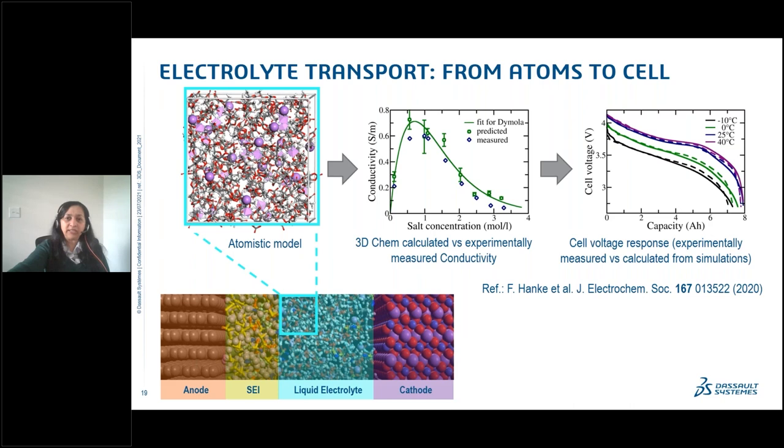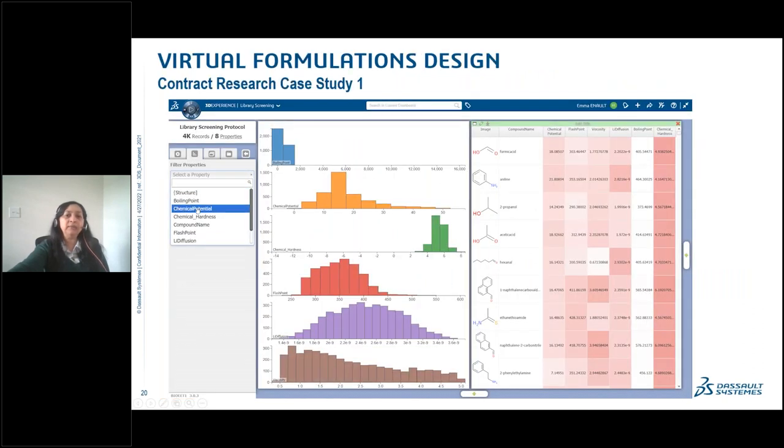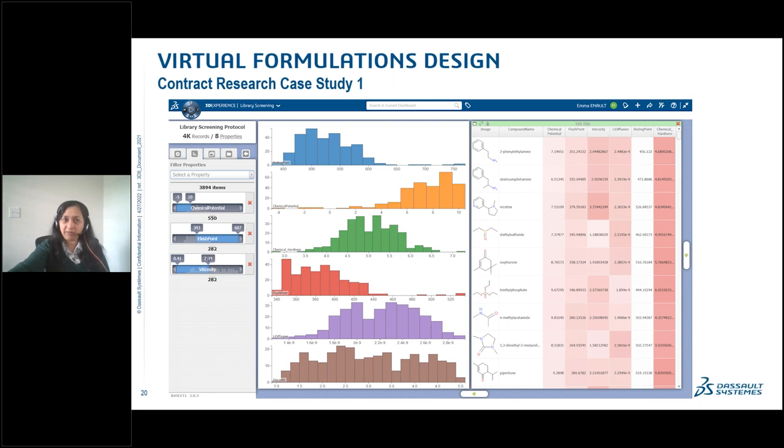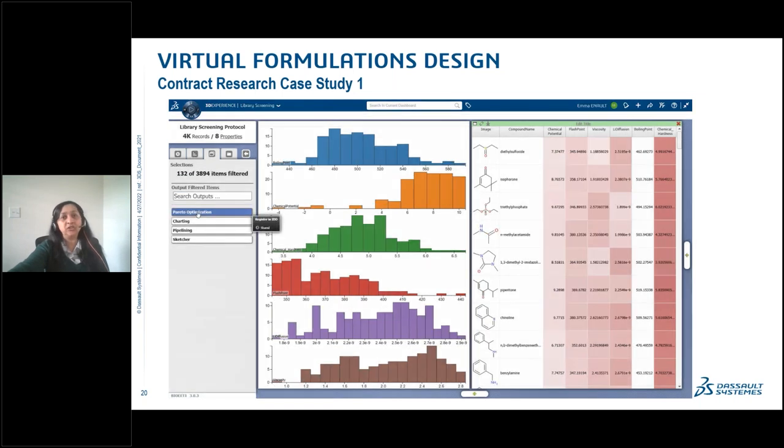With the method now established and validated against experimentally measured cell voltage response curves, we can now move to the next step of virtually screening thousands of formulations. With Pipeline Pilot, as well as COSMOtherm, the COSMO-RS method, and TURBOMOLE, another quantum engine, several properties can be simulated rapidly. For different ingredients in the formulation, you can calculate the chemical potential, electronic properties, viscosity, flashpoint, solubility, etc. And of course, they're all determined from first principles 3D chemistry.